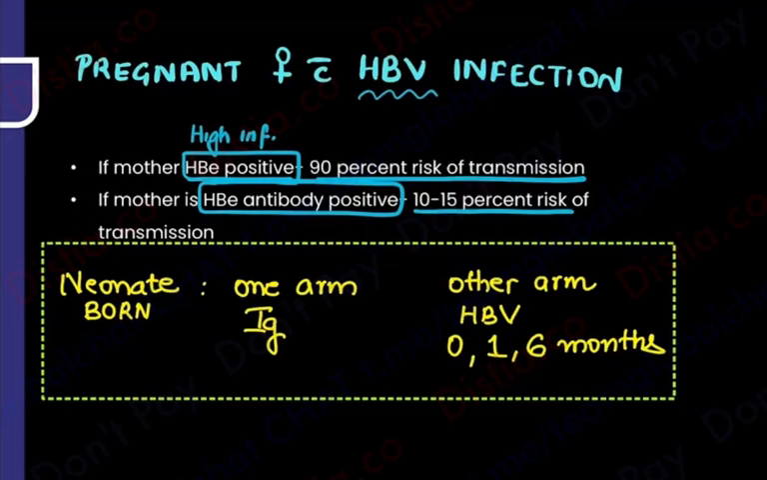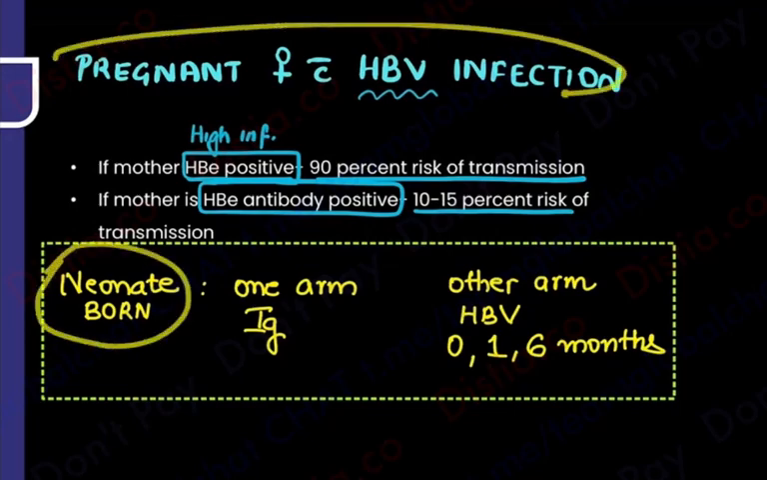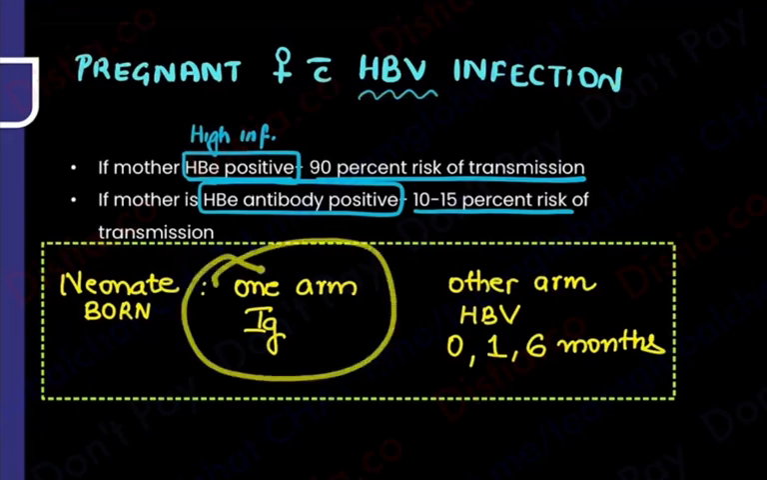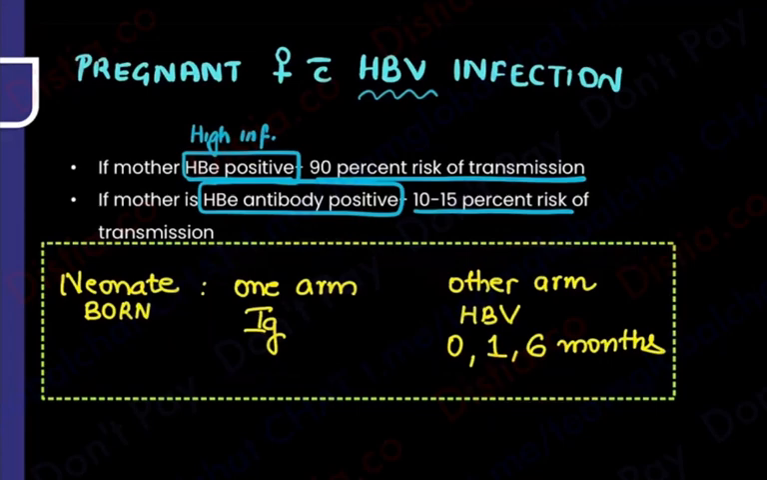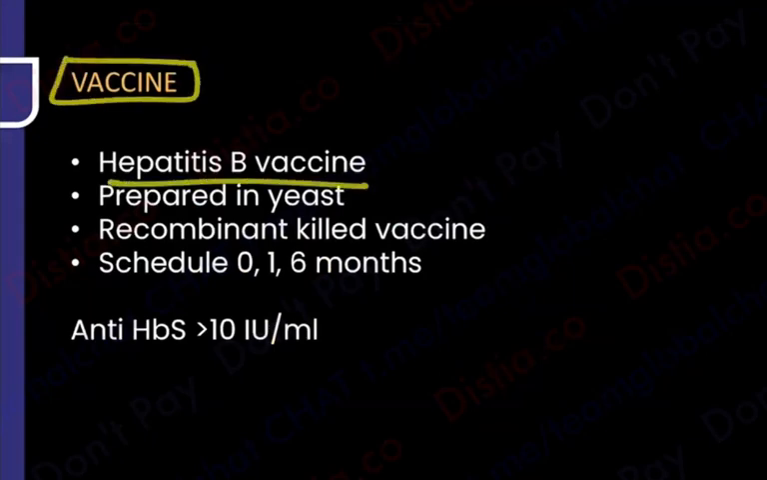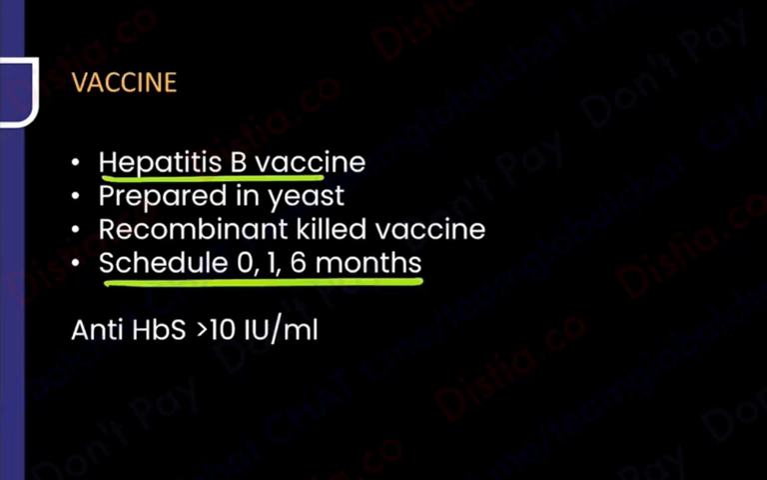Either way, whenever a neonate is born to a mother with hepatitis B, what do you do? On one arm you put the vaccine, on the other arm you put immunoglobulin. So on one arm you put immunoglobulin, on the other arm you put the hepatitis B vaccine. I think everyone as a healthcare professional knows the hepatitis B vaccine dosage or scheduling is 0, 1 month, 6 months. So 0 dose, 1 month and 6 months. Now that you're talking about the vaccine, we all know the hepatitis B vaccine schedule: 0, 1 month, 6 months.